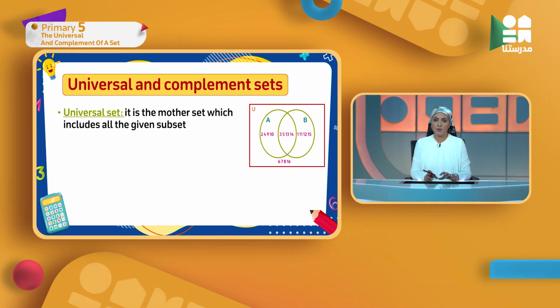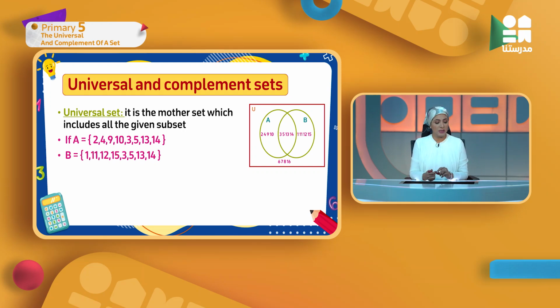As we see, set A and set B and anything else outside them are all inside this box, which is called the universal set or the mother set, because it is the biggest set of all the sets and it contains all the elements. All sets are subsets of this set. So if A, as you see in the diagram, equals the set of elements 2, 4, 9, 10, 3, 5, 13, and 14, and B is the set of elements 1, 11, 12, 15, 13, 3, 5, 13, and 14.